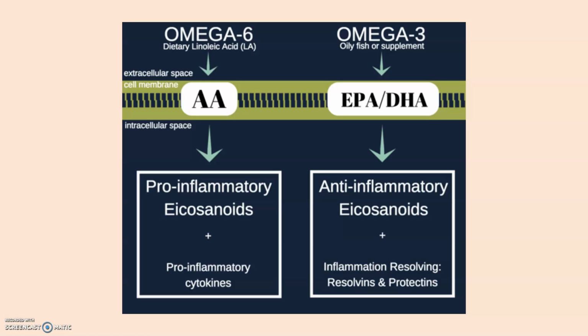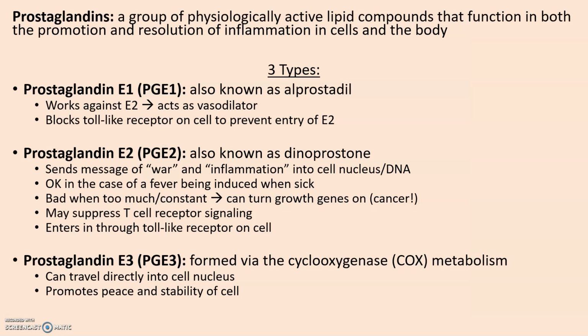It's going to be important to know that our AA omega-6 is going to give rise to the majority of our pro-inflammatory eicosanoids, and on our omega-3 side, the EPA and the DHA derivatives are going to give rise to our anti-inflammatory eicosanoids, which is going to be important to note. So I've mentioned the word eicosanoid before, and what I mean by that is that's just an overall name given to signaling molecules.